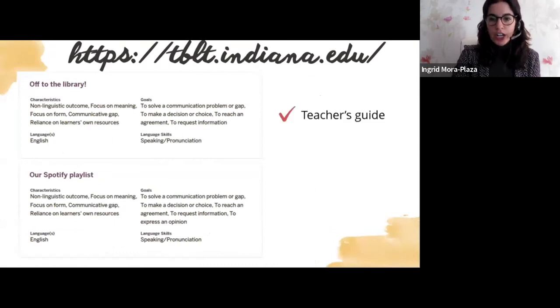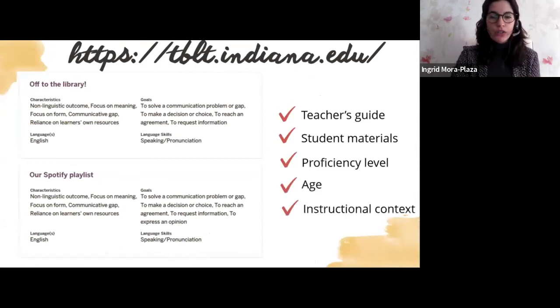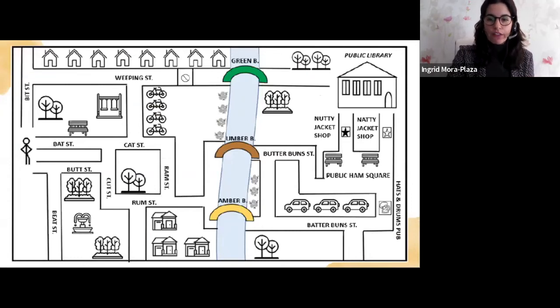and you can find the teacher guide, student materials, as well as information about the target proficiency level, the recommended age, and also the appropriate instructional context, amongst many other task characteristics. So this is really recommendable for TBLT practitioners. So this is, for example, one of the tasks that I uploaded on the TBLT Bank, which can be used in class on how to give directions, for example, and it can be adapted to different proficiency levels. And at the same time, you're working on pronunciation.